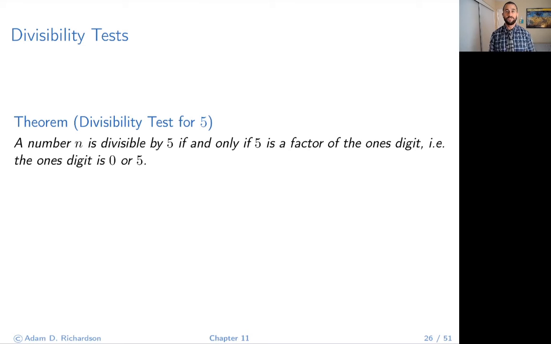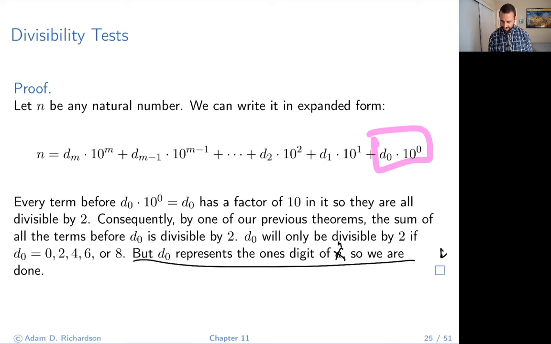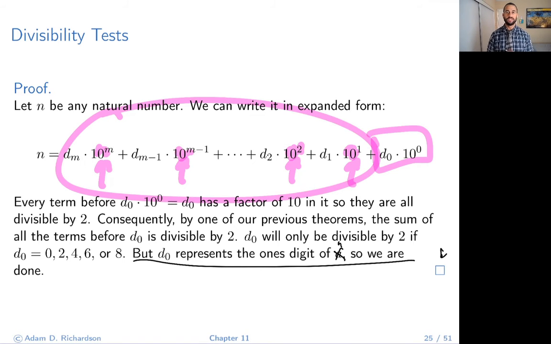So the divisibility test for 5 says this, moving right along, right? A number is divisible by 5 if and only if 5 is a factor of the ones digit. Or in other words, the ones digit is a 0 or a 5. And what's the proof? The proof is nearly identical to the previous one, right? So we're not going to go through it. It's virtually identical, except now you just have to check to see if this is divisible by 5, because every single one of these terms is already divisible by 5, because each of these has a factor of 10 in it, and 10 has a factor of 5 in it. So that whole thing's divisible by 5 already. You just got to check the last bit.